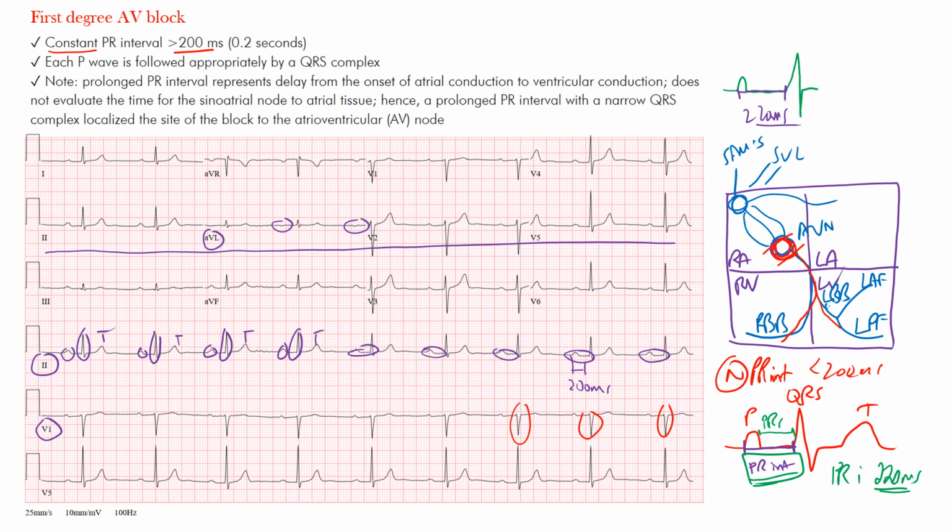So again, the key point here is that you have a constantly prolonged PR interval. It's not getting longer, it's always constantly prolonged. In this case, it was, as you can see, quite prolonged. I believe it was 264 milliseconds by the machine. So again, above that 200 milliseconds, you always have a P wave that's followed by a QRS complex.